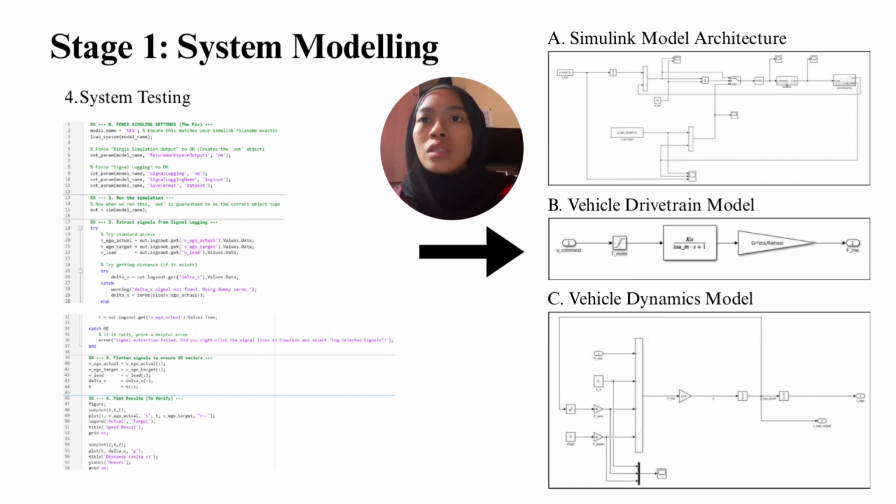And the third picture is our vehicle dynamics model. The vehicle dynamics subsystem implements the longitudinal equations of motion based on Newton's second law. A central summation block calculates the instantaneous net force by subtracting the resistive loads, rolling resistance, aerodynamic drag, and grade resistance, from the input traction force.